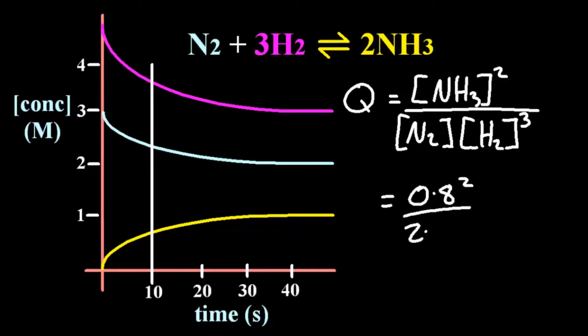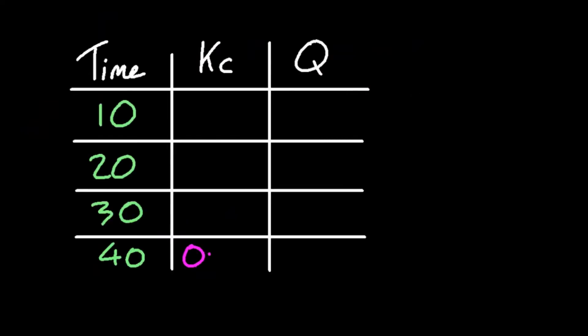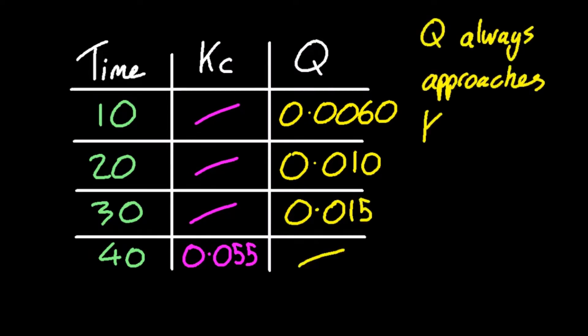Putting in the numbers. Well, that's good. I didn't want the same value as Kc. Something would have gone wrong otherwise. Now I'm going to work out the values for Q at t equals 20 and 30 seconds off board and summarize them in a table. Now notice that Q is always going to approach Kc. But of course, when Q equals Kc, you're at equilibrium. And I suppose Q no longer makes any sense.